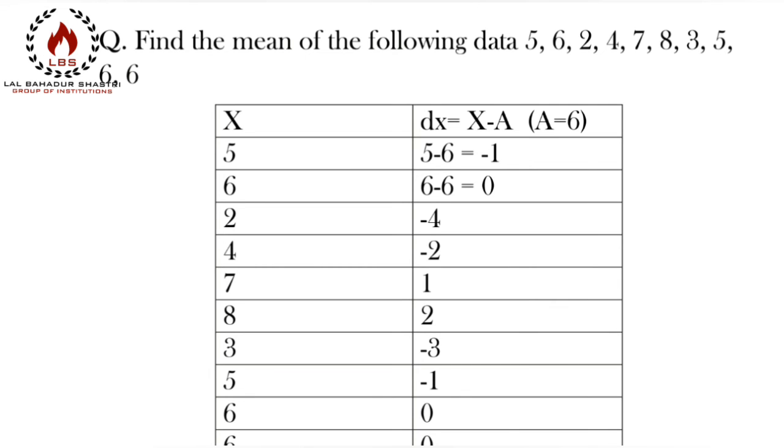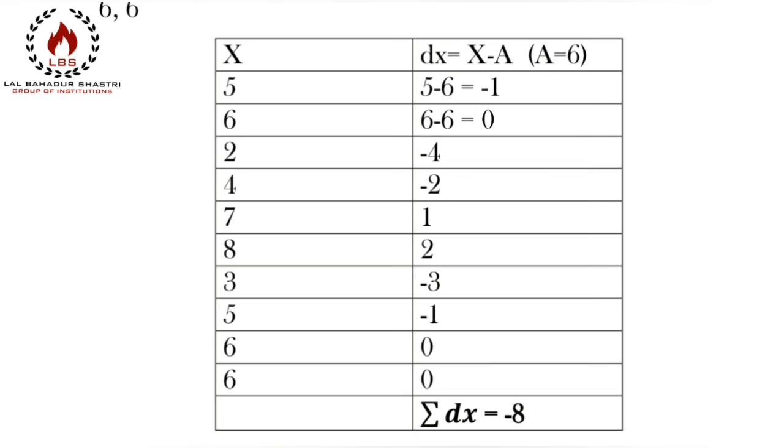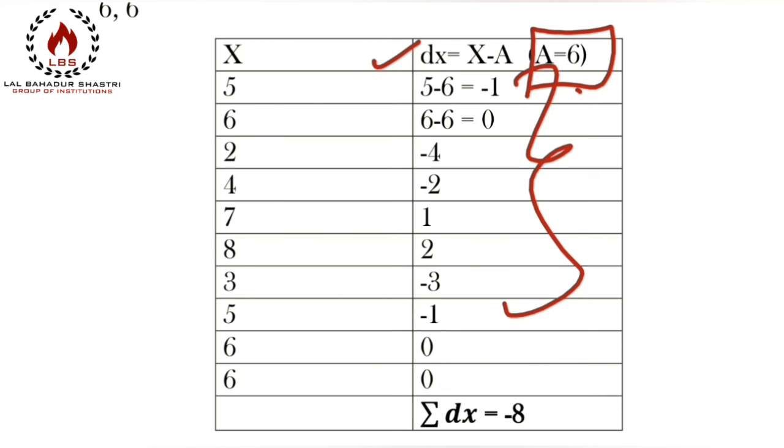Here in this question we have observations and we have taken out deviations. We can assume any value as the mean. So we have assumed a is equal to 6. Assumed mean is 6, which means our assumed mean is 6. So x minus a: 5 minus 6, 6 minus 6, 2 minus 6, 4 minus 6. These are the values and we have to add these values.